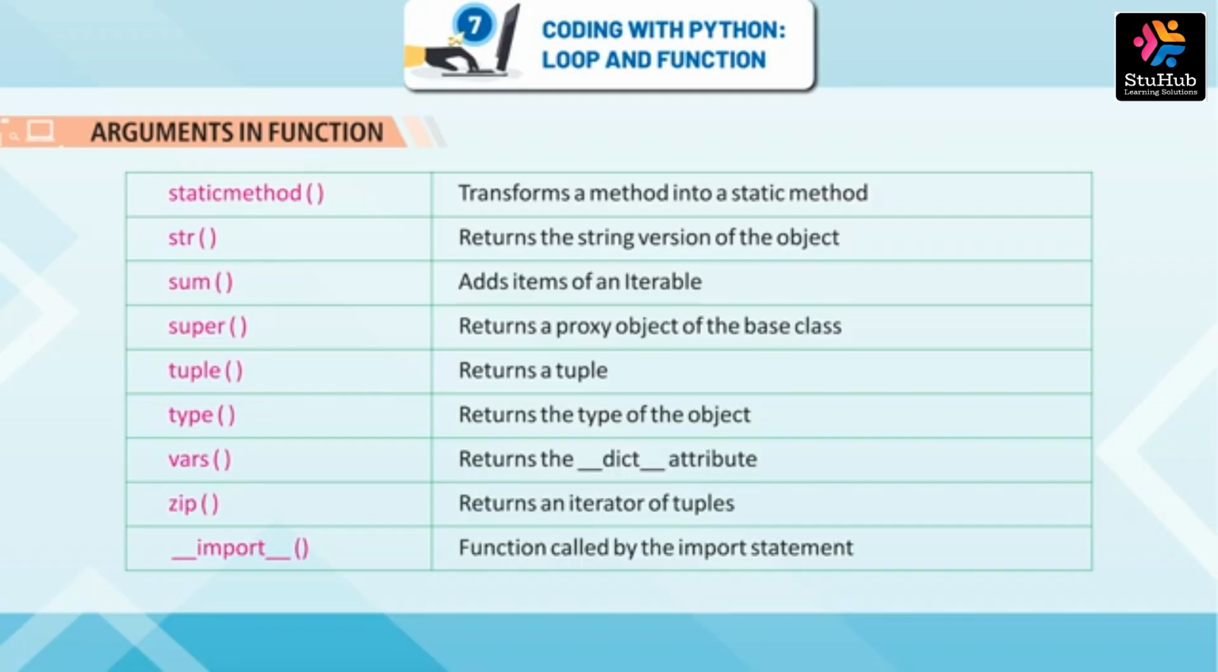super returns a proxy object of the base class. tuple returns a tuple. type returns the type of the object. vars returns the __dict__ attribute. zip returns an iterator of tuples. __import__ is the function called by the import statement.